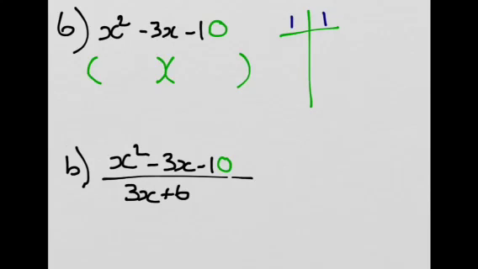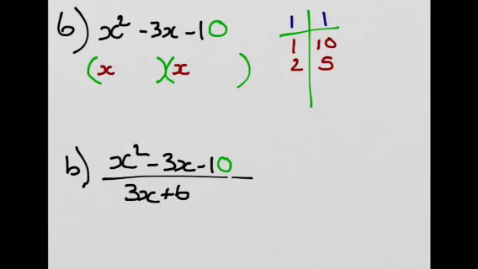We take the factors of the coefficient of x squared, and they go to the top of the table, and then inside your table go all the factors of 10. 1 and 10, 2 and 5. So we know that both the brackets are going to start with an x, and because it's a minus 10, we know the signs are going to be different. We then use our table to cross multiply and find the answer.